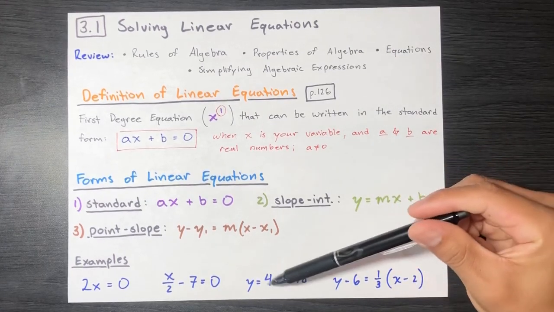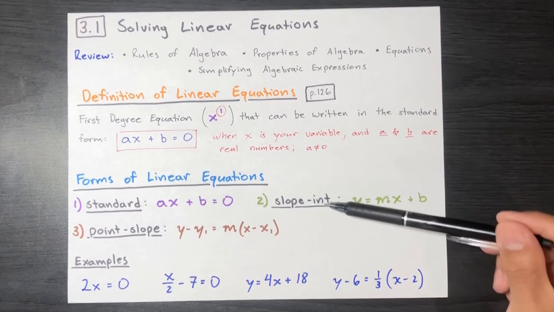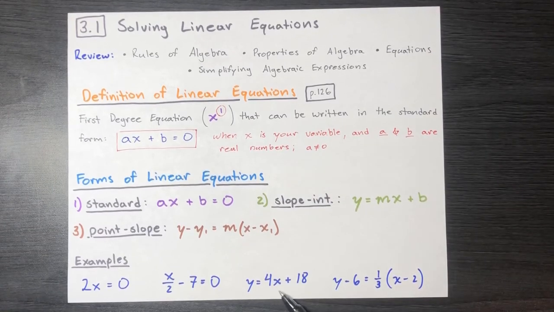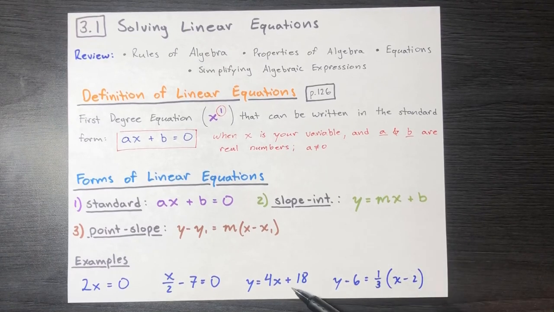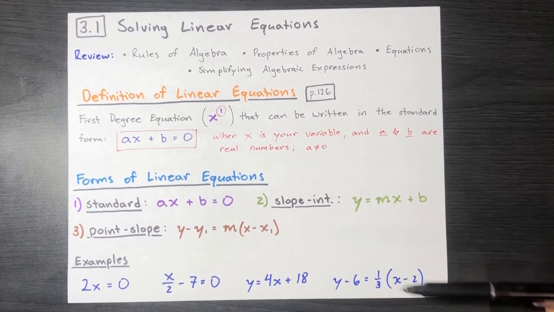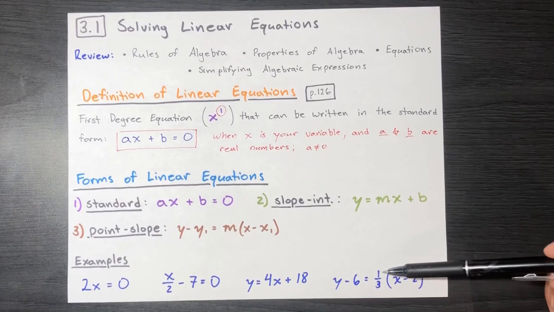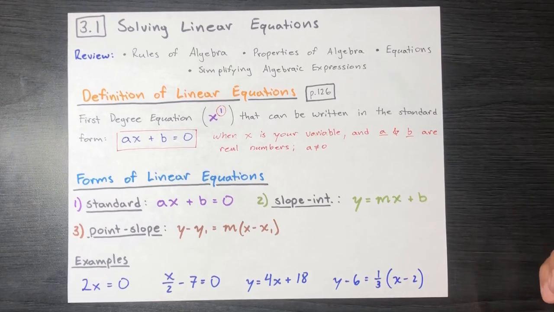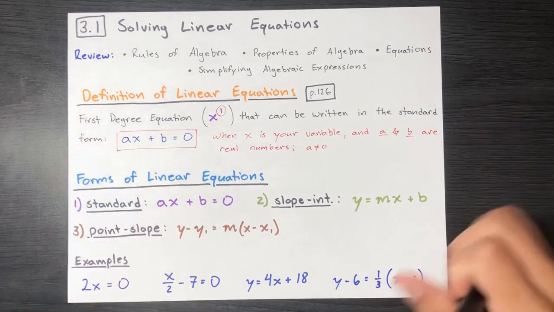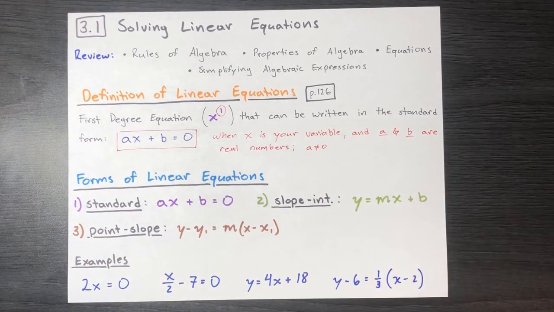Here you have a linear equation in the slope-intercept form, y equals 4x plus 18. Here the m is going to be the 4, here you have your x, and then 18 is the b. And then you have y minus 6 equals 1/3 x minus 2. That's going to be in the point slope form. So make sure you have these notes written down. In the next video, we're going to go ahead and actually solve them.